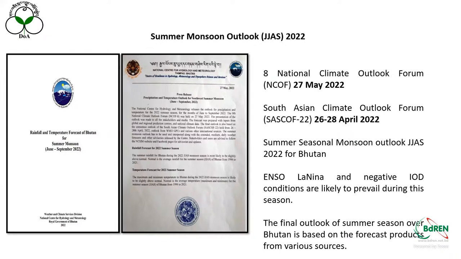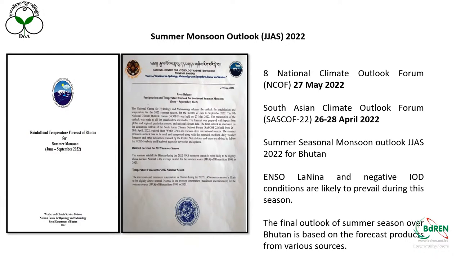The outlook was produced by our National Hydromet Services on the 27th of May, after consenting to the SASCOF forecast, which was held from the 26th to 28th of April 2022. The forum found that El Nino and La Nina, as well as negative Indian Ocean dipole conditions, are likely to prevail during the summer monsoon 2022. And the final outlook of the summer season over Bhutan is based on the various products that I'll be showing in the next slide.